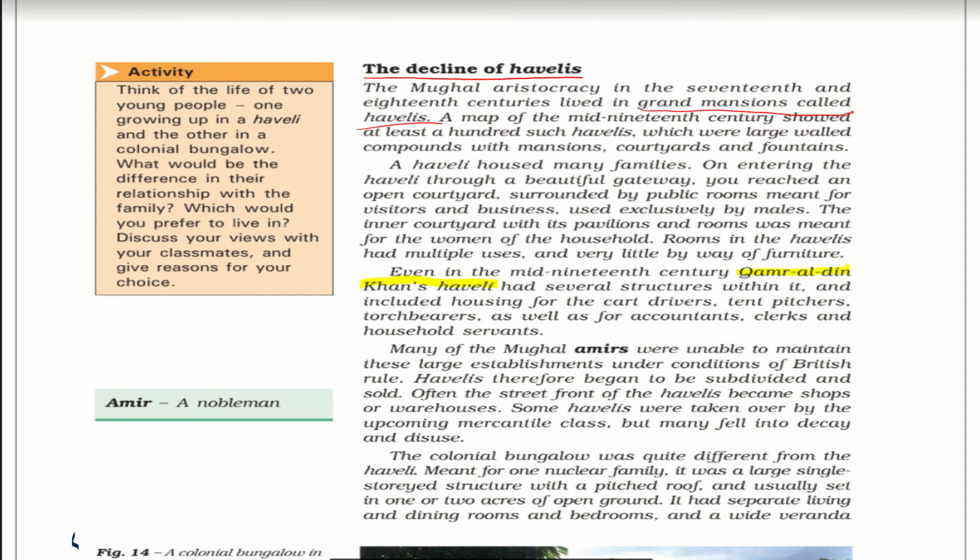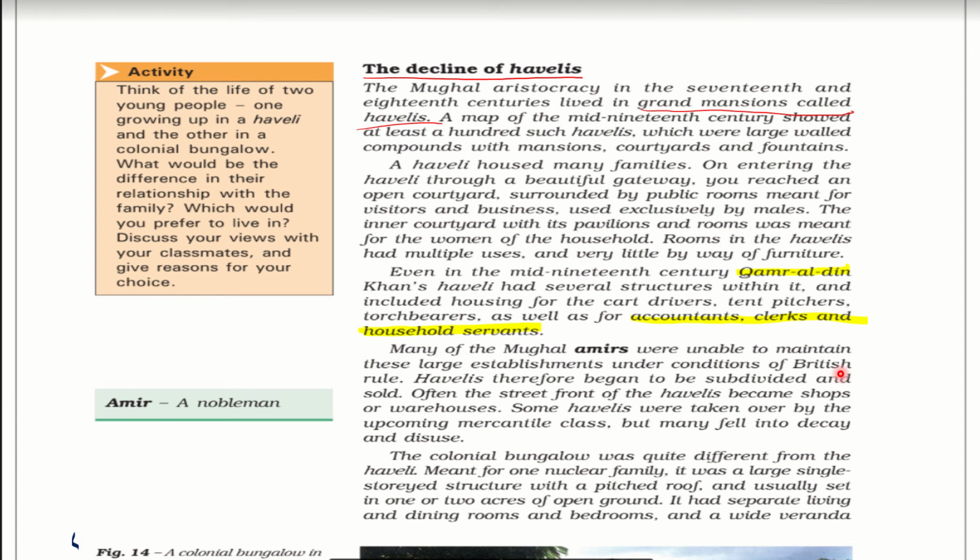His haveli is mentioned here because it had a lot of beautiful structures, and he used to shelter and house a lot of people's families in his haveli, including his cart drivers, his tent pitchers, his torch bearers, as well as accountants, clerks, and household servants. He used to shelter the families of servants too. Now let's get to the next thing.